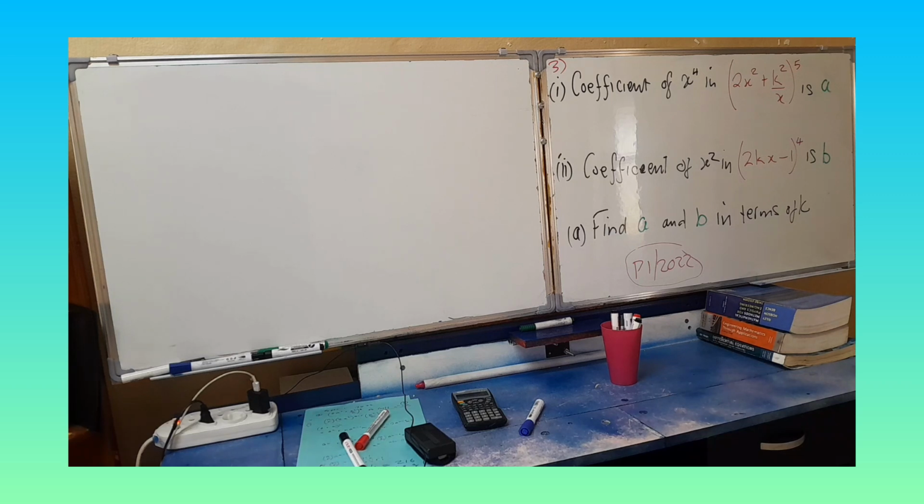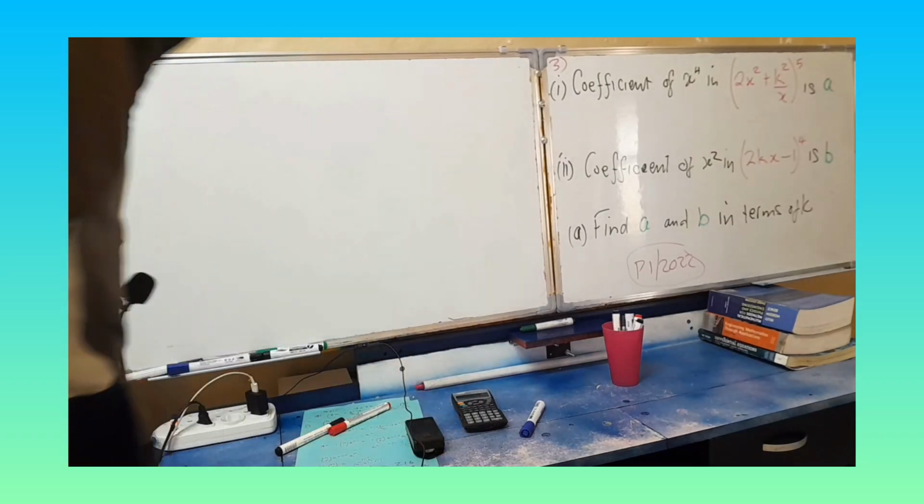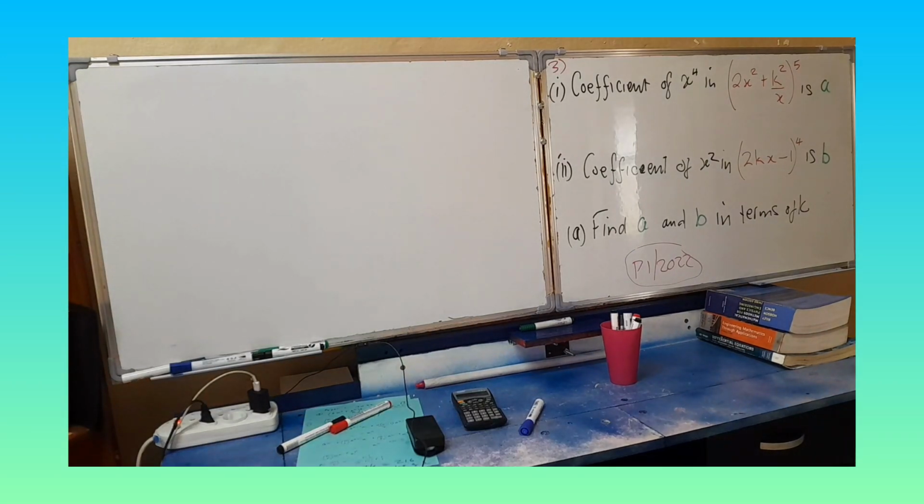Today I've got a question from paper 1, 2022. It's question number 3 and it reads as follows. The coefficient of x to the power 4 in the expansion of (2x squared + k squared over x) all raised to the power 5 is A. The coefficient of x squared in the expansion of (2kx minus 1) raised to the power 4 is B. Find A and B in terms of k.